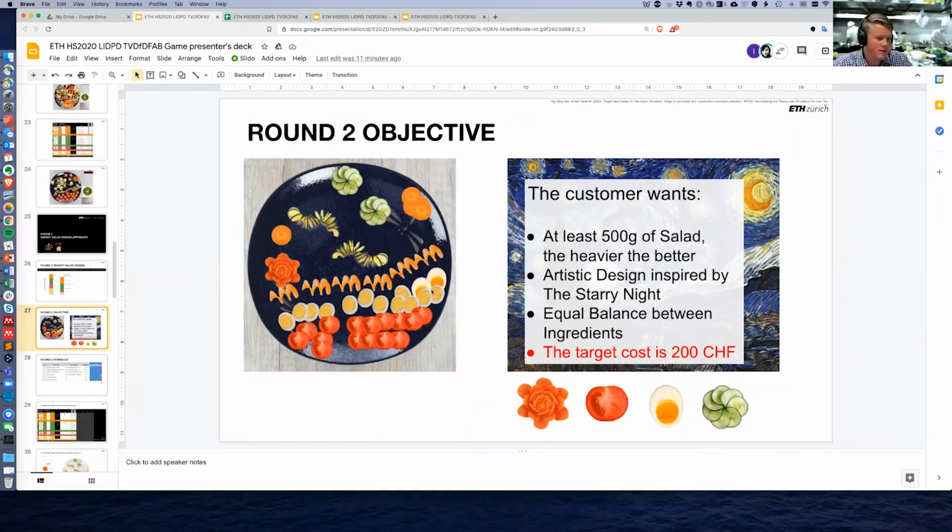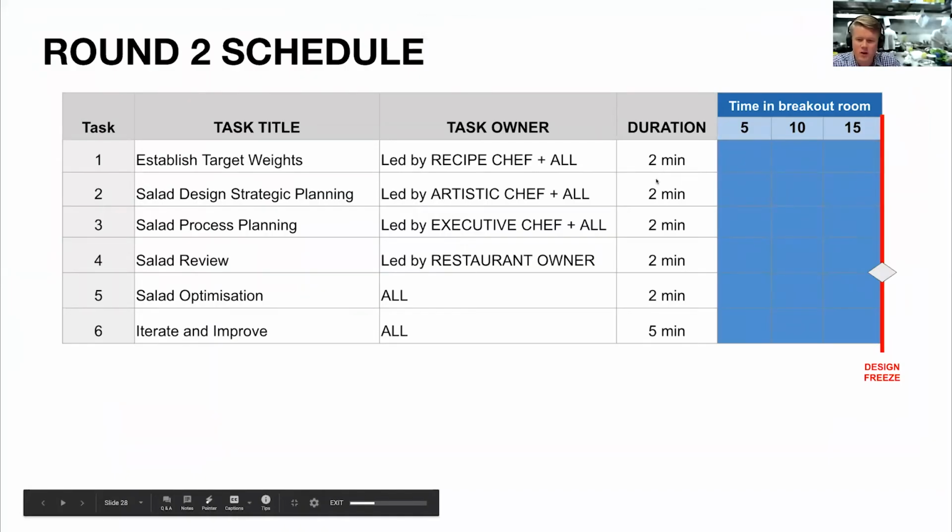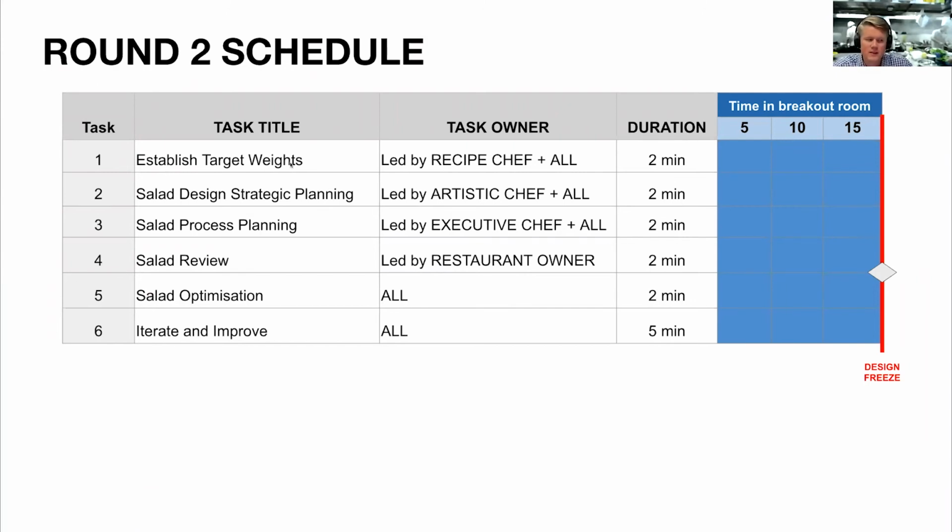And in round 2, we are also going to have a different schedule. So instead of a sequential schedule, we're going to have a much more collaborative schedule, but there are still specific things that need to happen. So first, instead of design, we're going to establish our targets, our target weights. Your first goal is to establish some weights so you know that the salad is balanced. The next step is to do a little bit of strategic planning, which will be led by the artistic chef. Then you're going to do some process planning, and then the owner will give you a review. You might do a little bit of optimization, and then you'll have a little bit of time for iteration and improvements.